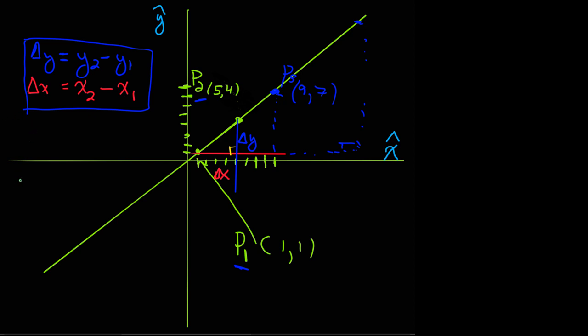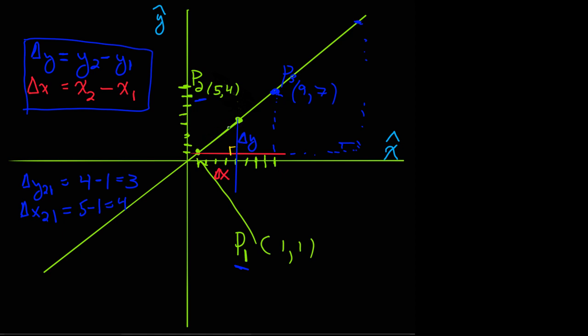So for point 2, the change in y between point 2 and point 1 is equal to 4 minus 1, because 1 is where it started from, or 3. And the change in x between point 2 and point 1, it ends at 5 and started at 1, so 5 minus 1, which equals 4. All right, so we know how much we change in y between these 2 points.